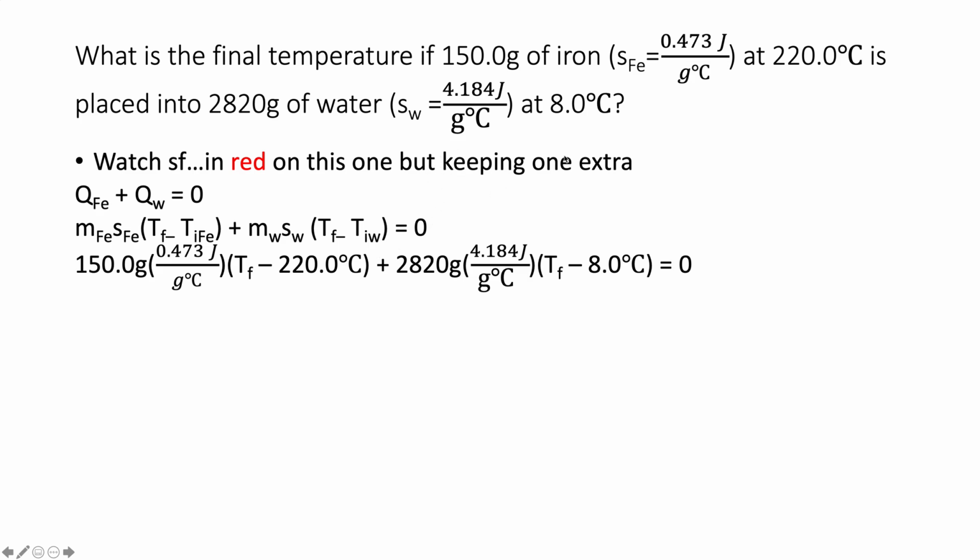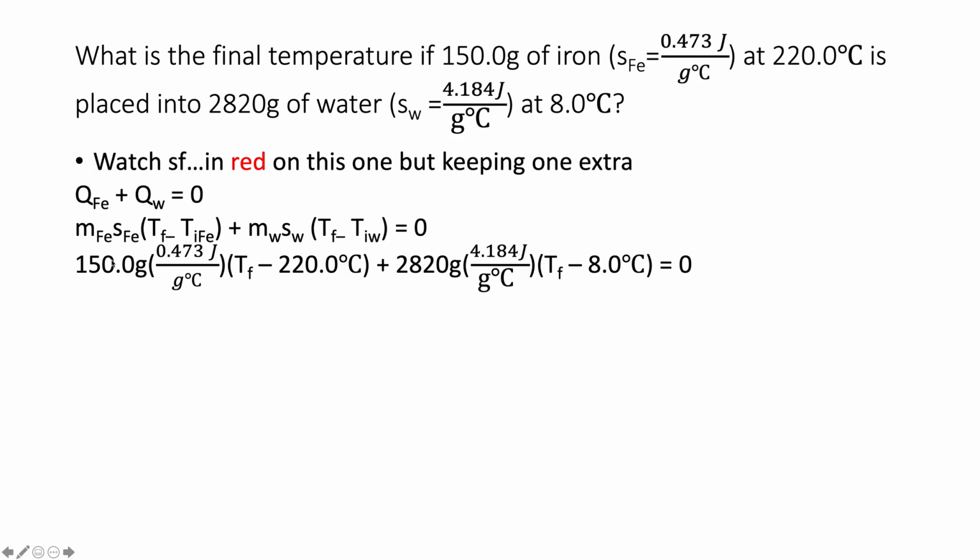The final temperature is going to have to be between 220 and 8. Right? If I put a hot piece of metal in cold water, it's not going to be hotter than the metal was, and it's not going to be colder than the water was. So it's going to have to be between those two. You can't look at this and go, oh, there's only 2 sig figs, right? Because it's got addition and subtraction.